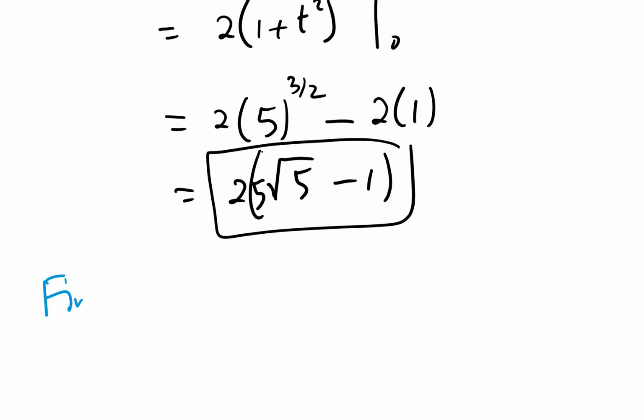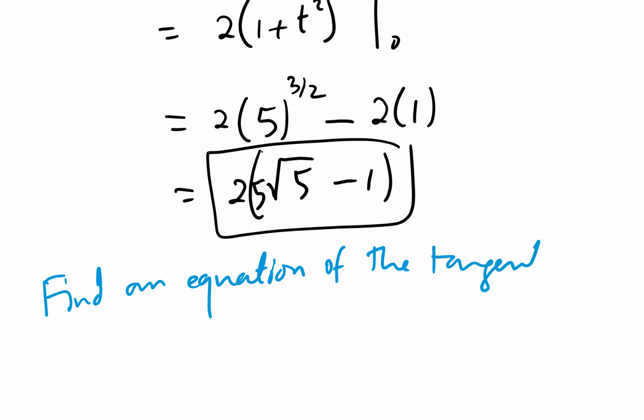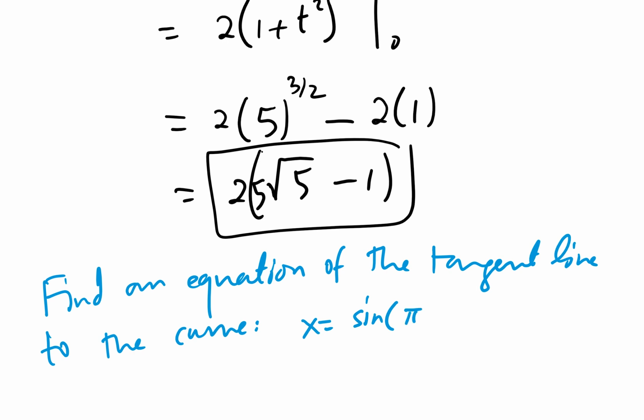Find an equation of the tangent line to the curve defined by x equals sine pi t, y equals t squared plus t at the point 0, 2.